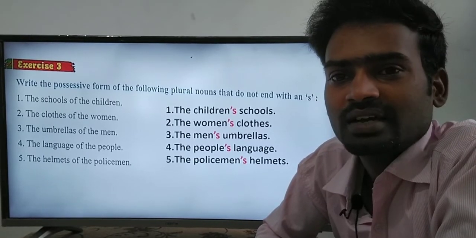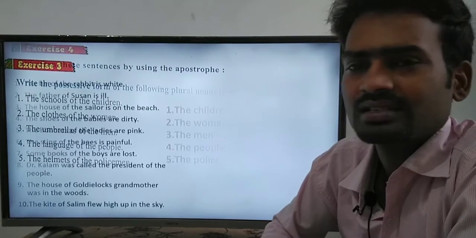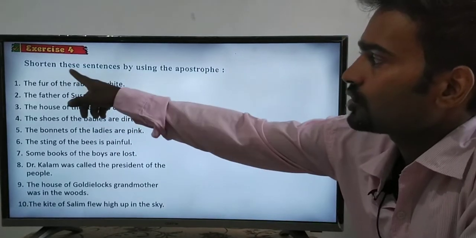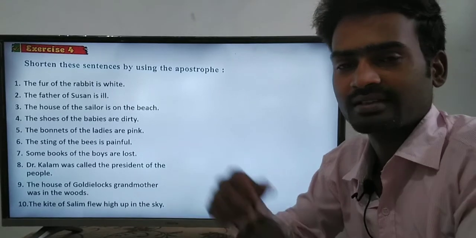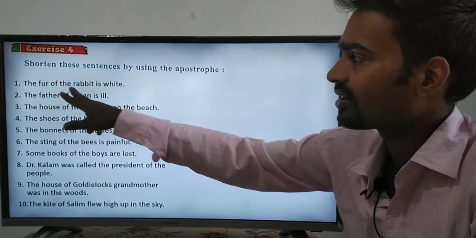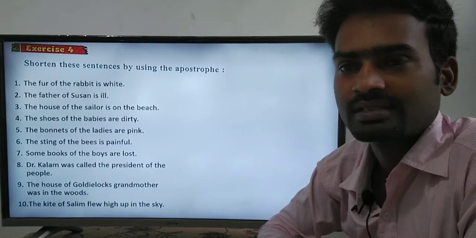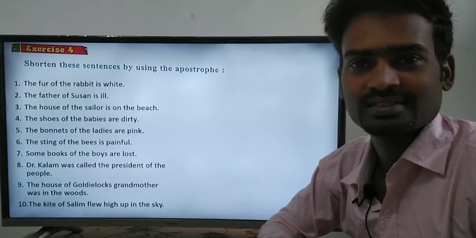So we have one more exercise. Let's finish with that. That's very simple. Let's quickly go through. Shorten these sentences by using an apostrophe. This sentence is very long. The fur of the rabbit is white. The fur of the rabbit is white. We are going to make it short. Very easy to make it short.